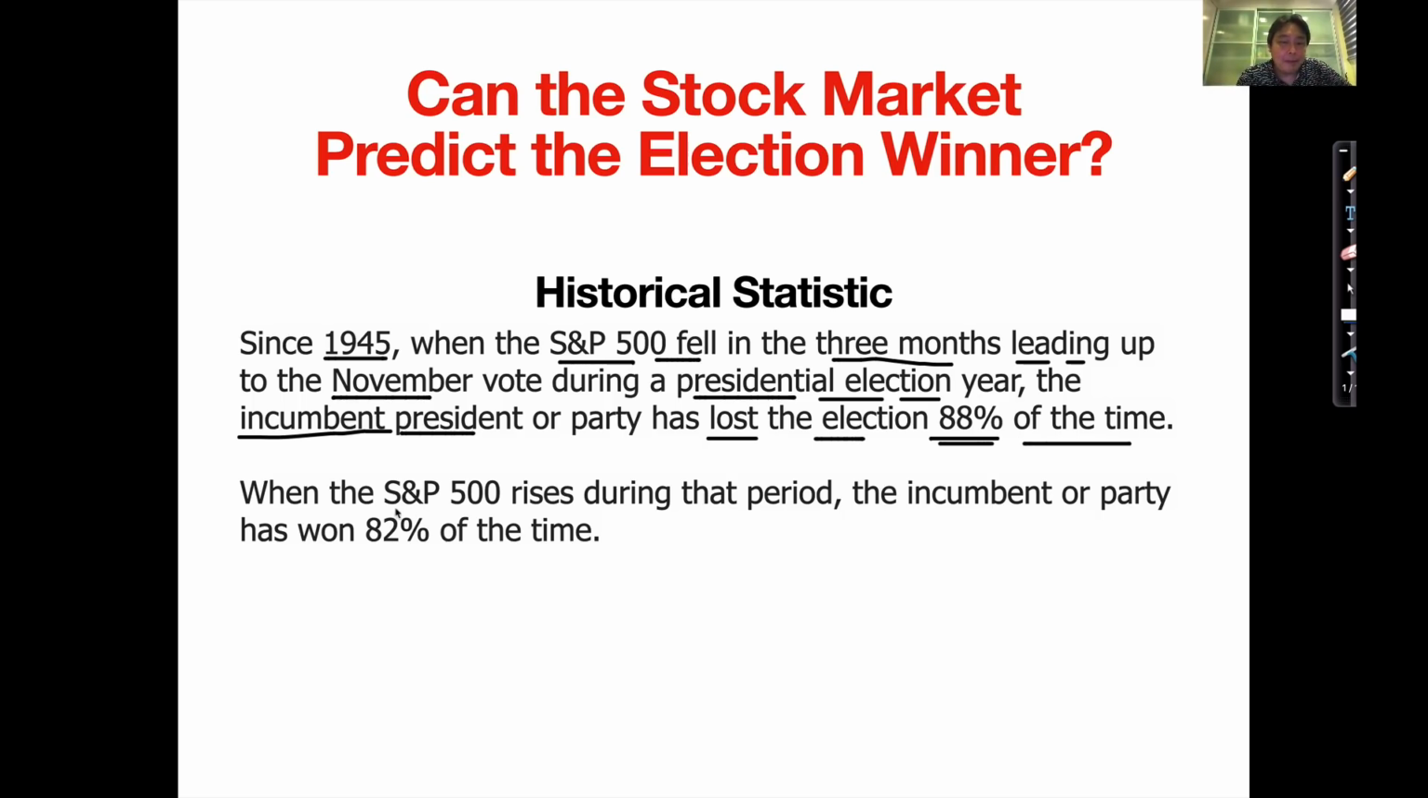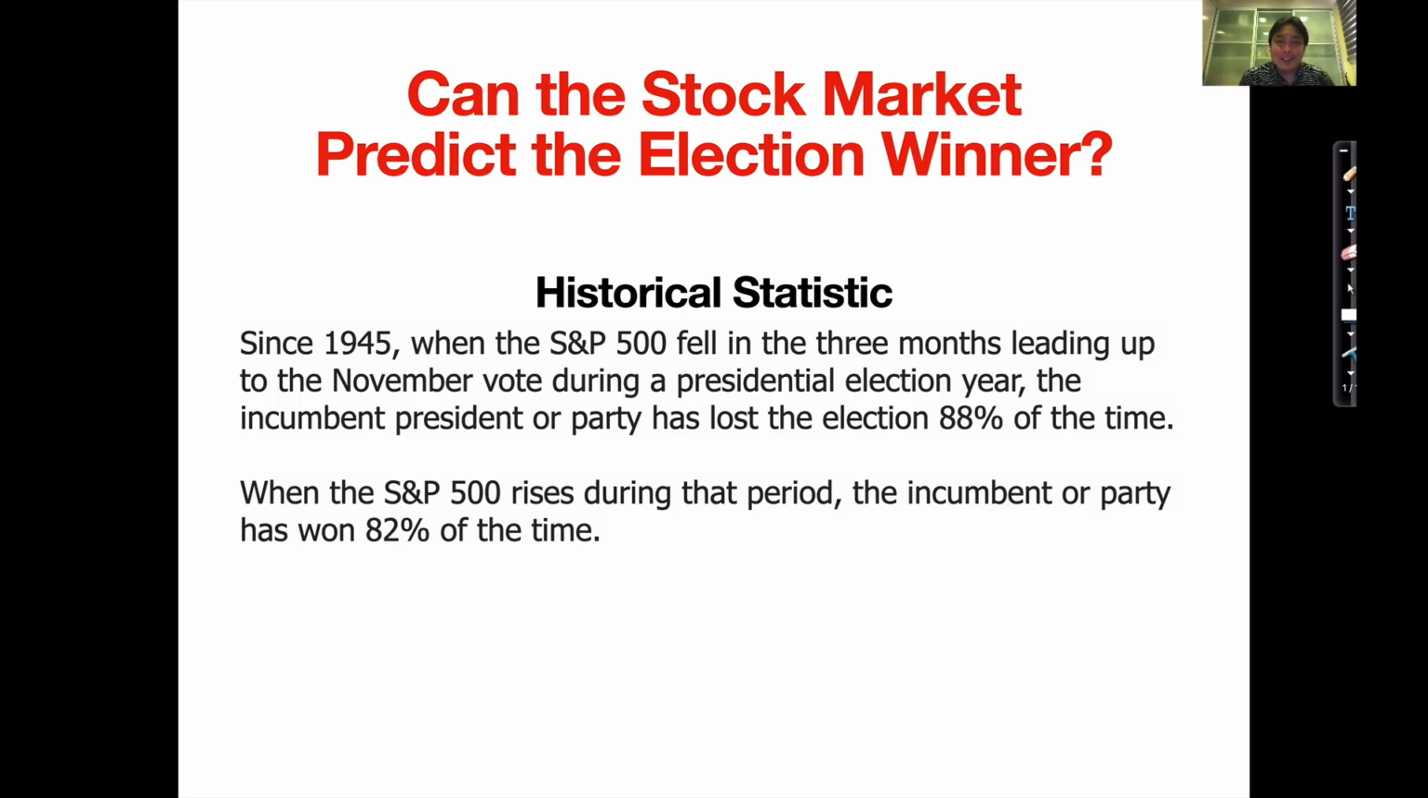However, when the S&P 500 rises during the 3 months before the November election, the incumbent party, which means the current party or president, has won 82% of the time. So in other words, November's the election. Now, 3 months before November would be August, September, and October. These are the 3 months. So historically, from the beginning of August to the end of October, if the market has been negative overall for the 3 months, what does it mean? The incumbent president or party would lose. But if the 3 months was positive, the incumbent would win.